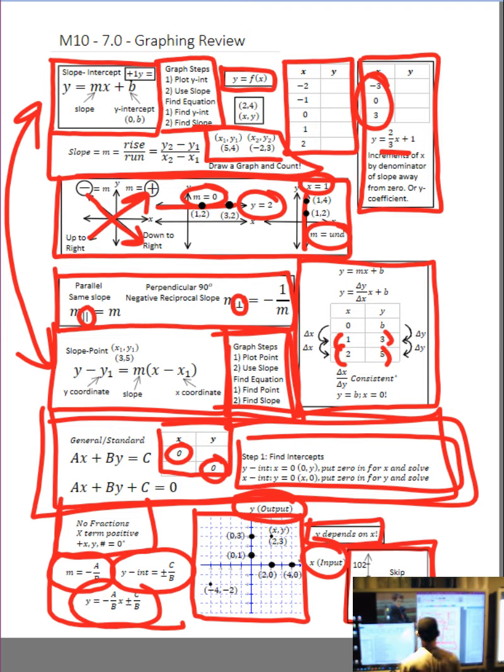Okay, graphing review. Y equals mx plus b, slope-intercept form, slope-point form, y minus y1 equals m open bracket x minus x1, or general form, ax plus by equals c. Graph it with a table of values. Go back and forth between the formulas. Whatever.